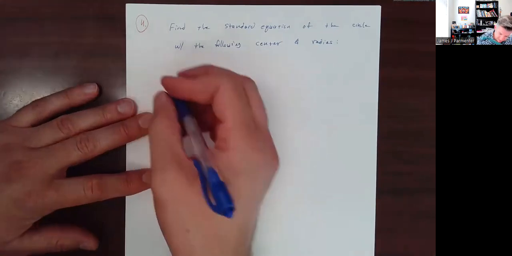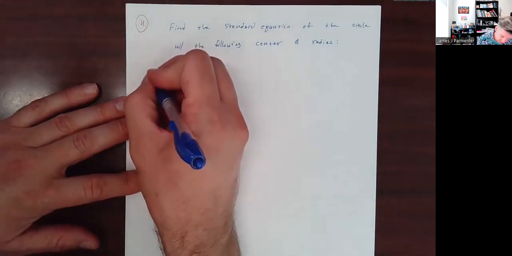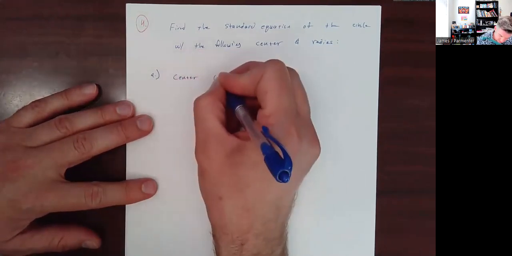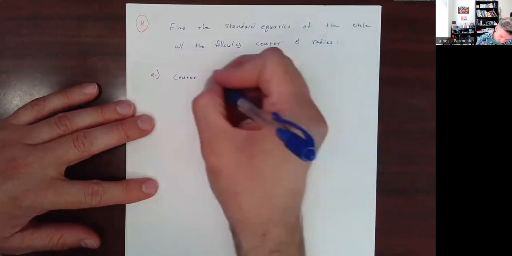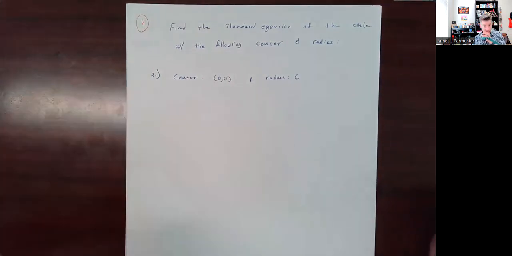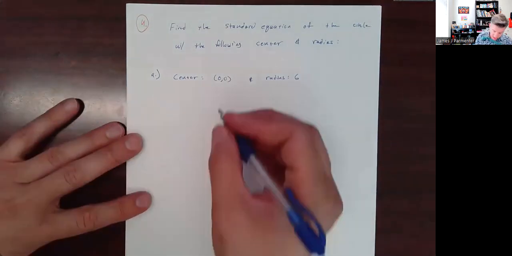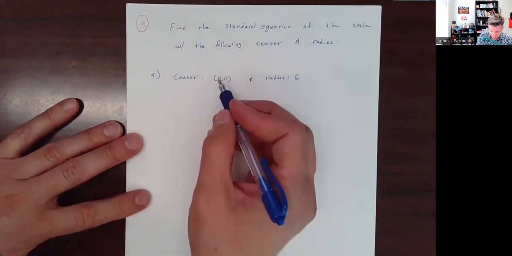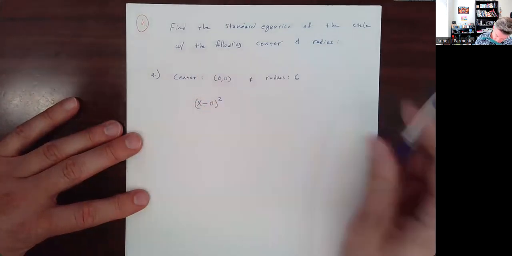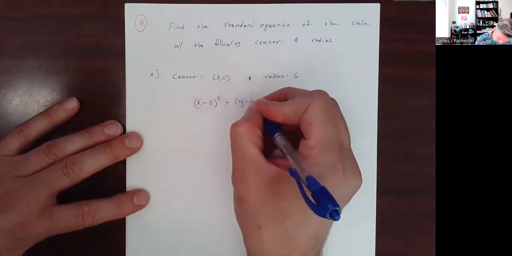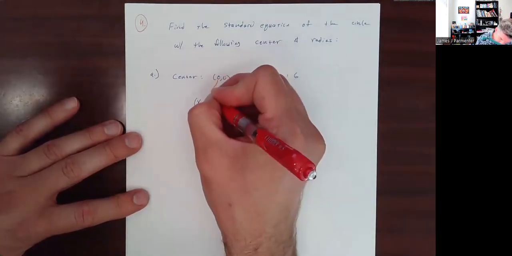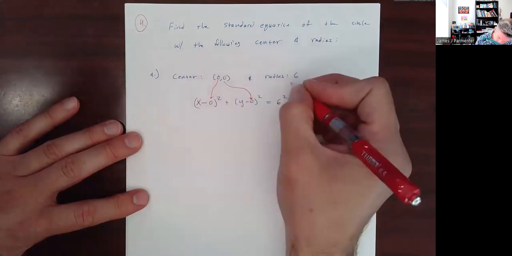So here's our first example. I'll use letters. Example A: the center is the point 0, 0, and the radius is 6. All I'm going to do is write x minus the x coordinate squared plus y minus the y coordinate squared equal to the radius squared. So really, that 0 goes right there, that 0 goes right there, and that 6 goes right there.